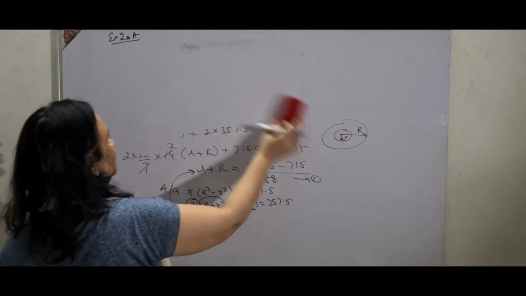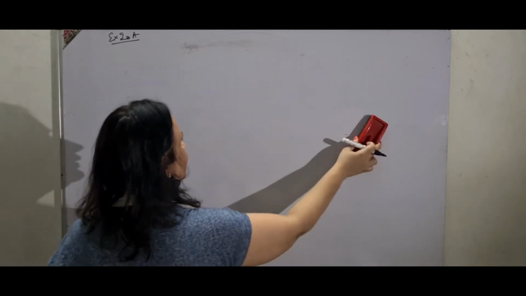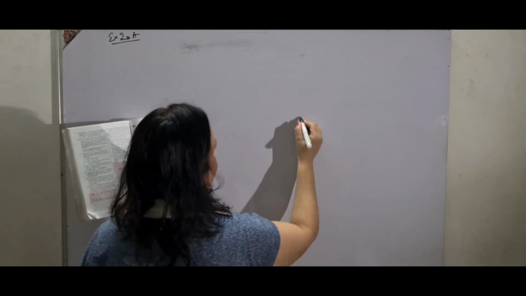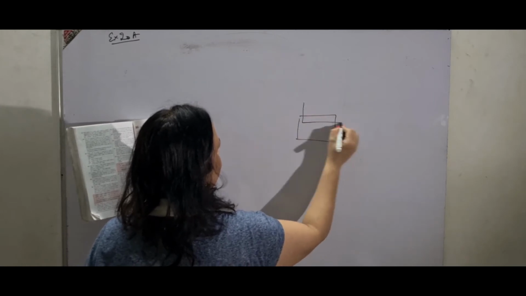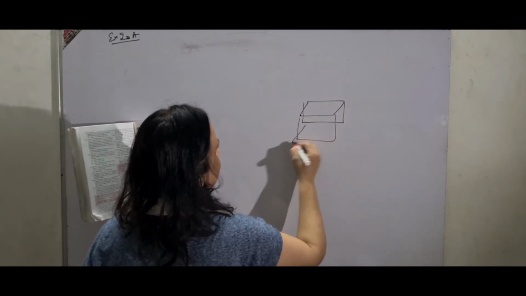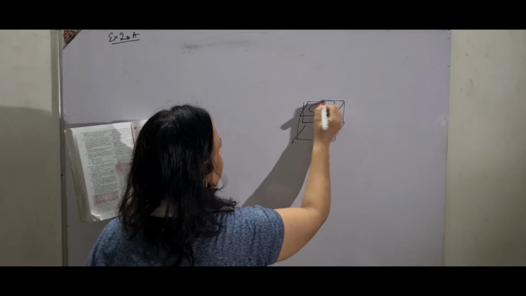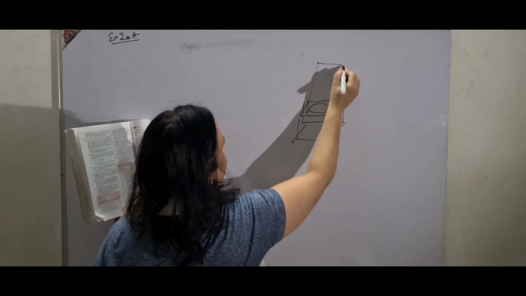Again, I have explained almost all the questions of this exercise so that it is not difficult for you to follow. The given figure shows a solid. So see, the solid has been given to you like this. This is the solid, and this is the cylinder over the solid.